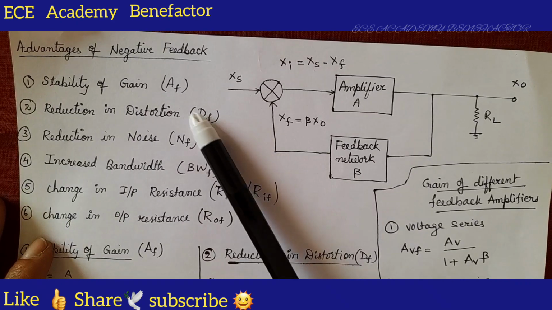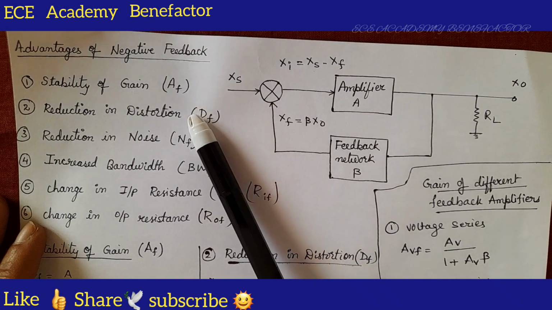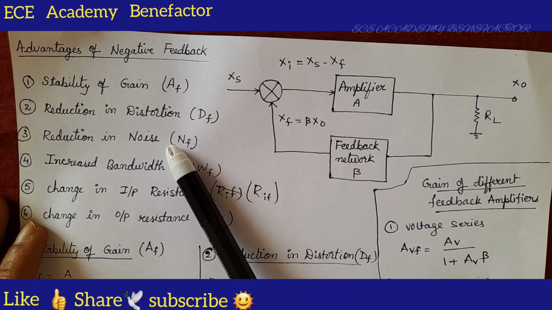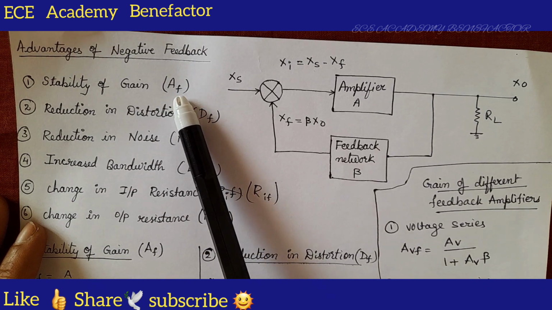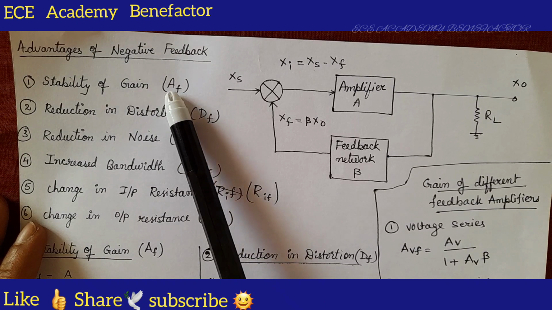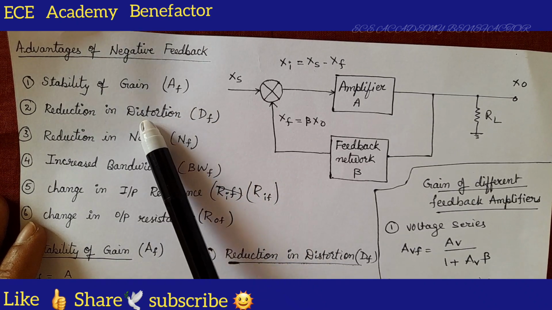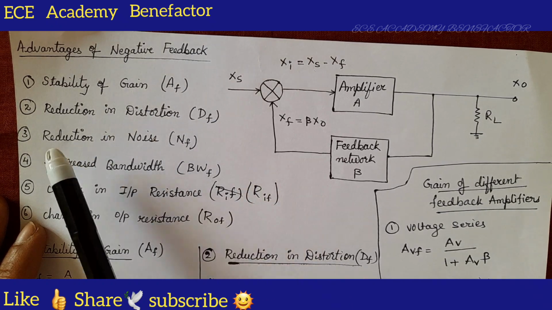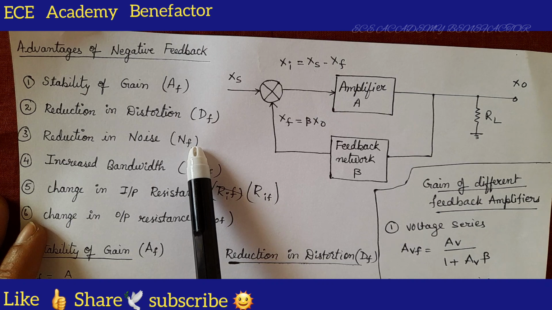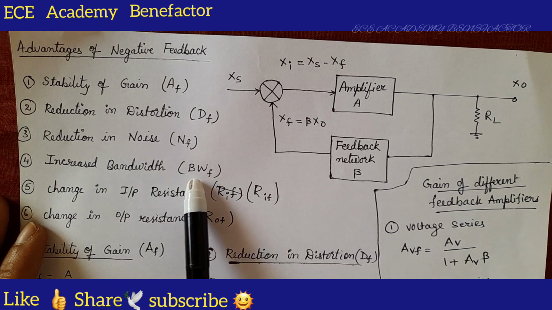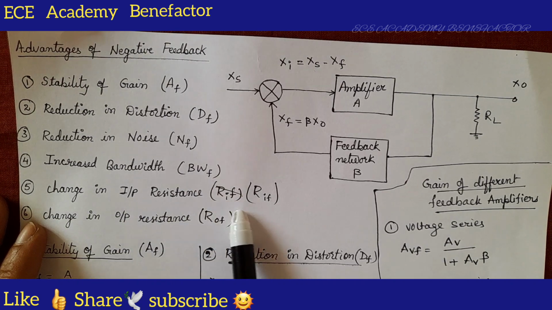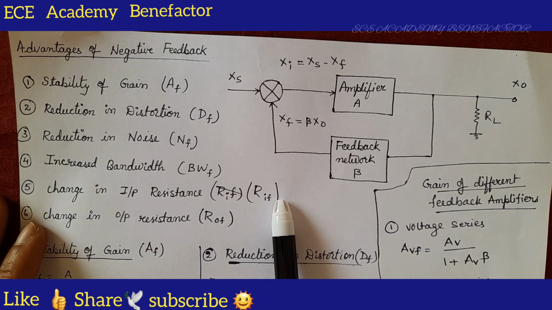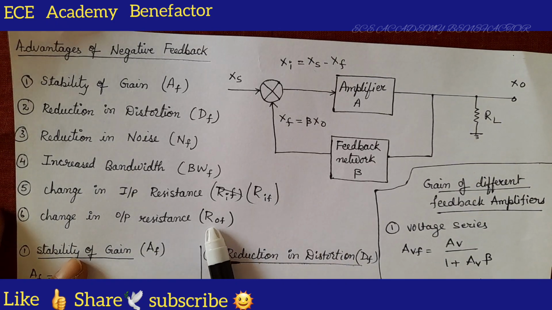So, the advantages of negative feedback are stability of gain, reduction in distortion, reduction in noise. Stability of gain: gain with feedback is represented by AF, F indicates feedback. AF is stabilized. Reduction in distortion, DF, DF is reduced. Reduction in noise, NF, NF is reduced. Increased bandwidth, BWF, bandwidth with feedback is increased. Change in input resistance, RIF: depending on the type of feedback amplifier, the input resistance may increase or decrease. Change in output resistance, ROF.